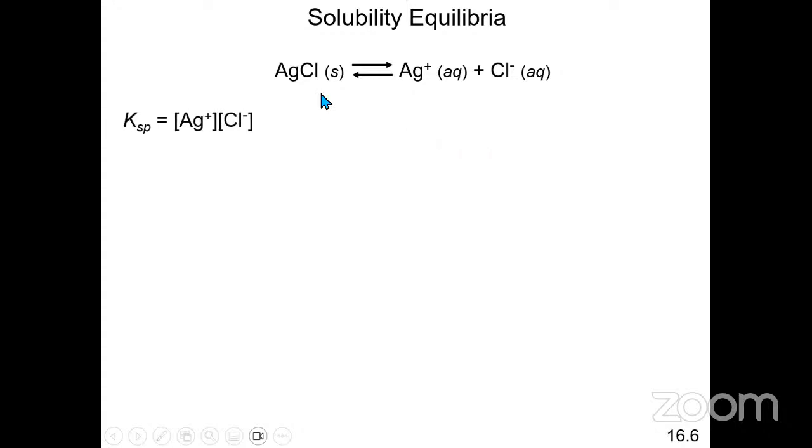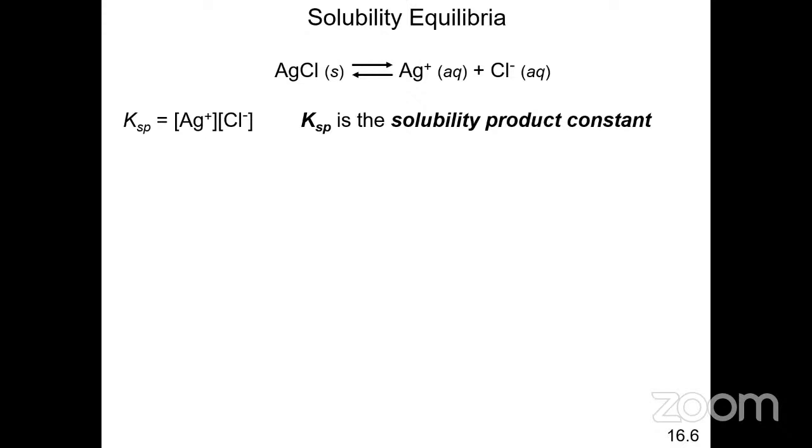So if you take silver chloride and add it to water, eventually you're going to have an equilibrium take place because of the sparing solubility of silver chloride. Only a small amount of ions will end up in solution. So we can write down an equilibrium expression for this particular situation, and that is this right here. The equilibrium constant in this case is called the solubility product, symbolized by KSP.